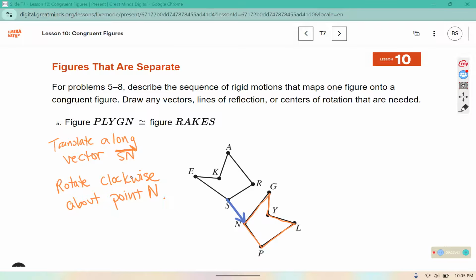You don't necessarily need the angle measure. You can say until RAKES maps to this one. And in this, it doesn't tell us which figure is the original. We just need to show they are congruent, that's what that symbol means, by mapping one to the other.